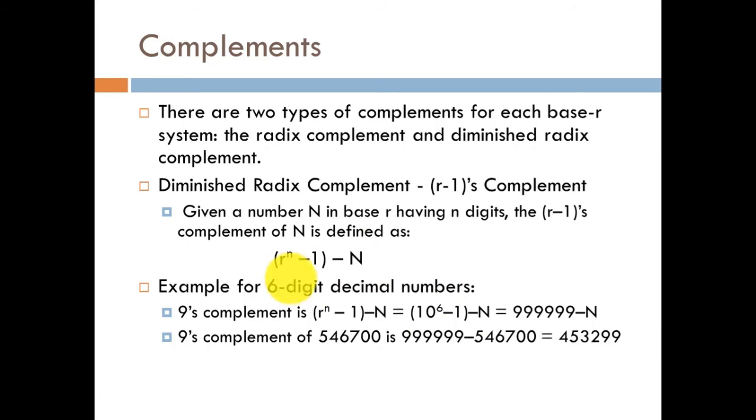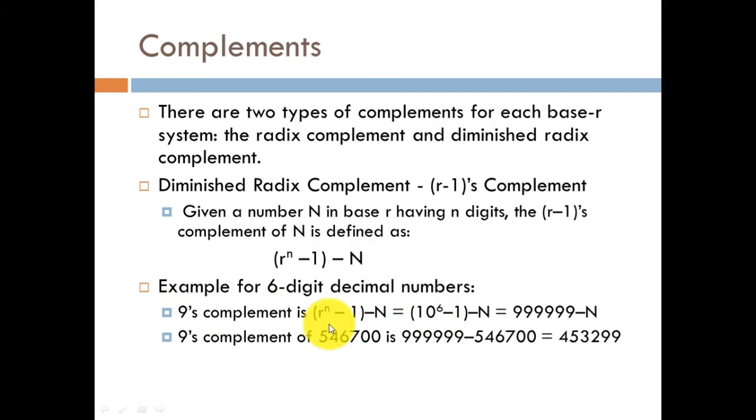So let us quickly understand via some example. Let us take the example of a 6-digit decimal number. The 9's complement of N is R to the power n minus 1 minus capital N. Why are we calling them 9's complement? Since the decimal number system's radix value is 10, and R minus 1 turns out to be 9. So that is why we are calling them 9's complement.